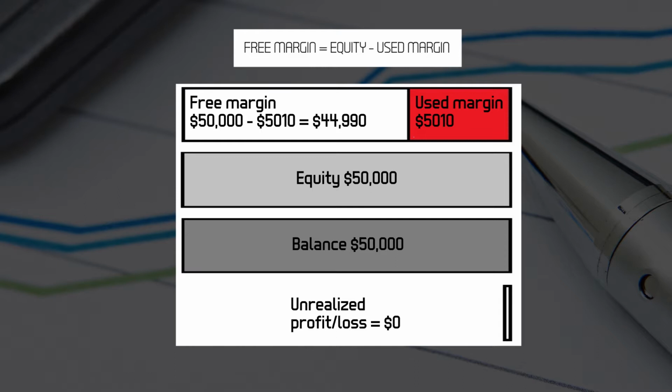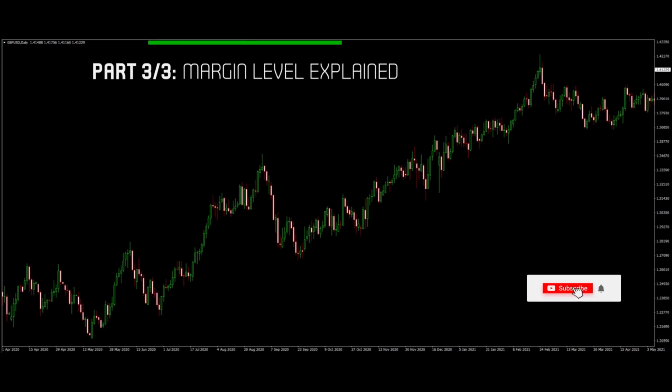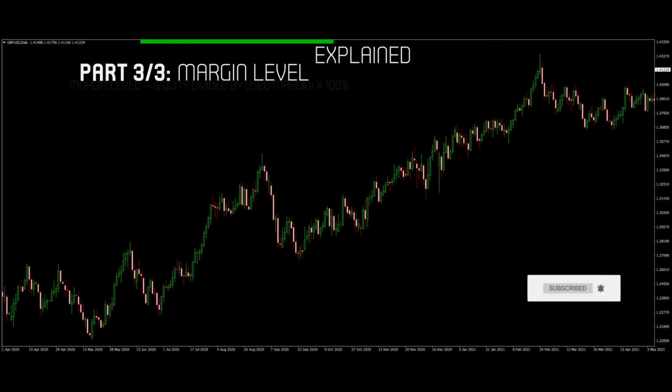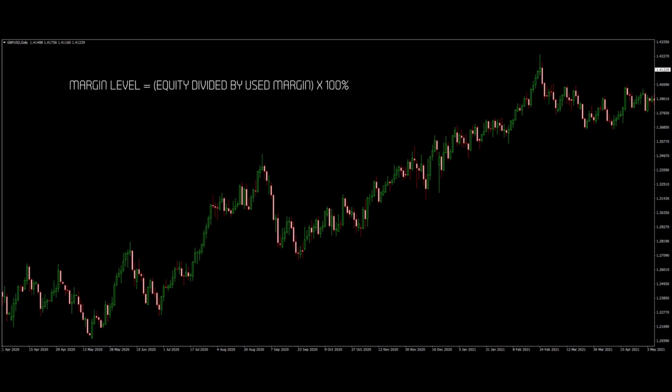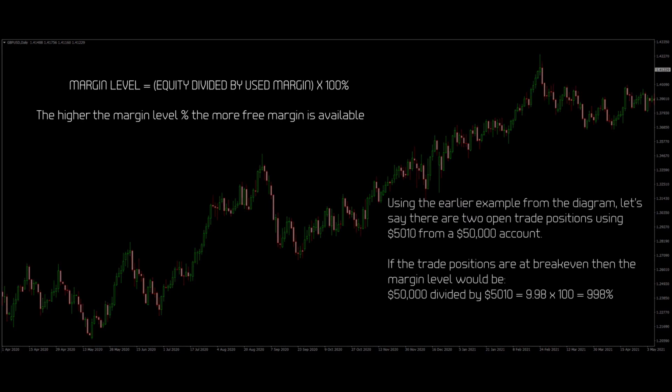This is simple enough to understand, so we'll now move on to what the term margin level means. Since we know what used margin is and how to calculate it, we can also understand what the margin level is. The higher the margin level percentage means the more free margin you have available to trade. Using the example from earlier, where we had two positions open using $5,010 in total from a $50,000 account, we can calculate the margin level.